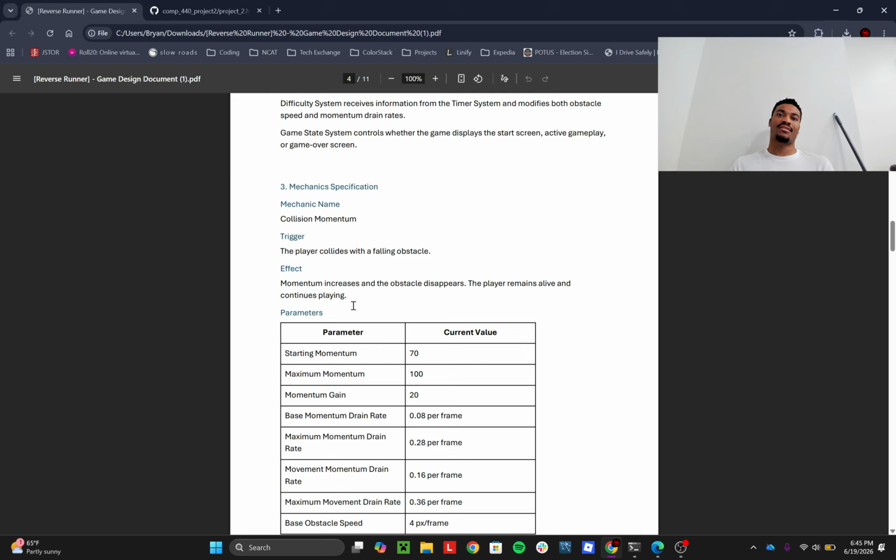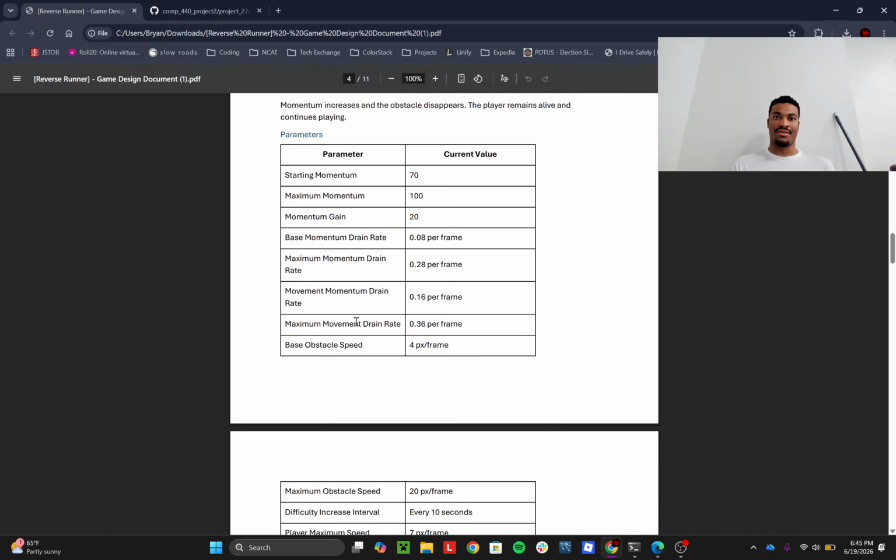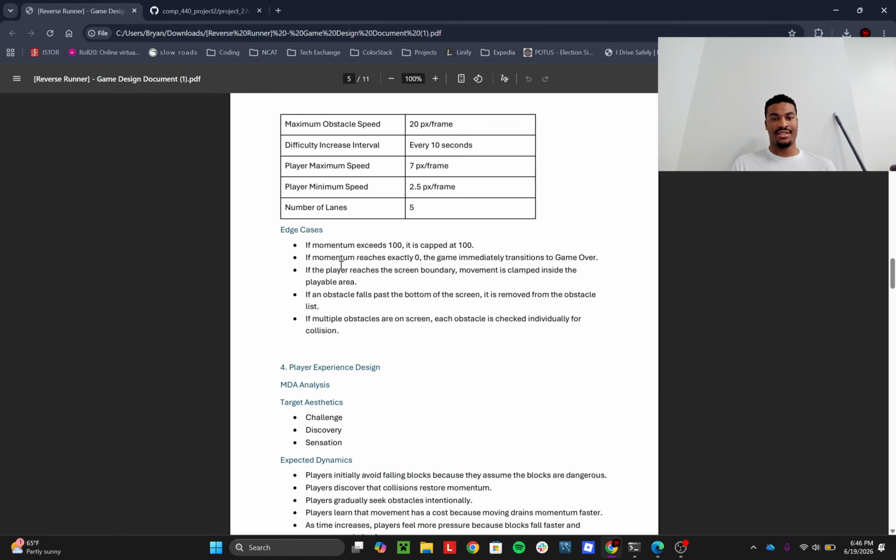Now, for the mechanics, obviously the game's primary mechanic is the collision momentum. The trigger is collision with a falling obstacle, and the effect is momentum gain. Some of the most important parameters are obstacle speed, momentum drain, movement drain, momentum reward, and difficulty scaling. And as for edge cases, the most important one was momentum reaching zero, which would of course immediately end the game.